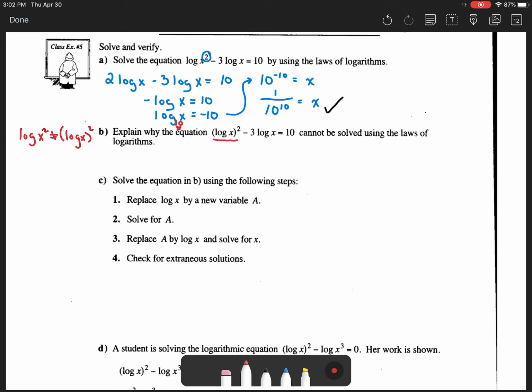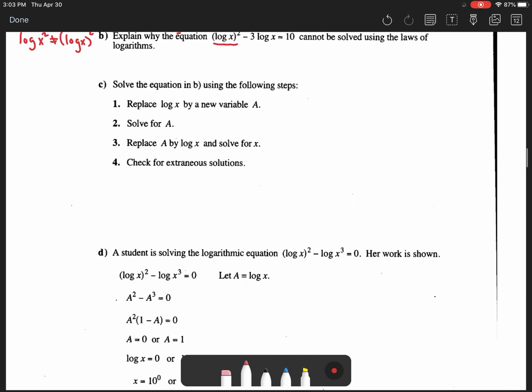In the first one, you're squaring the argument. In the second one, you're trying to square log x. Those are very different things. So I cannot go and solve it the same way. It's only when the exponent, I apologize, is attached to the argument, not attached to the whole log x expression. So that's why we can't do it. You can't use the laws of logarithms, specifically the power law, when that is the case.